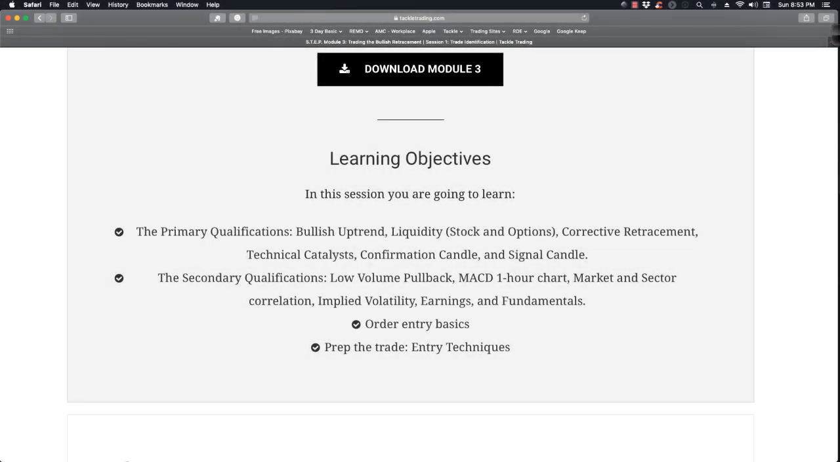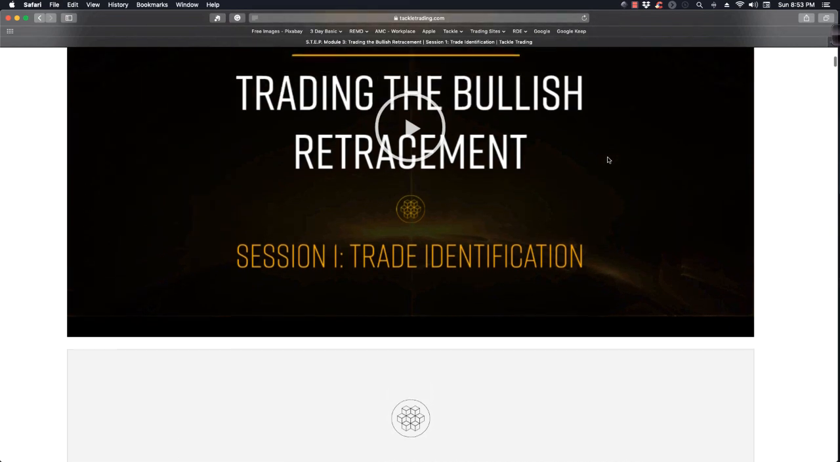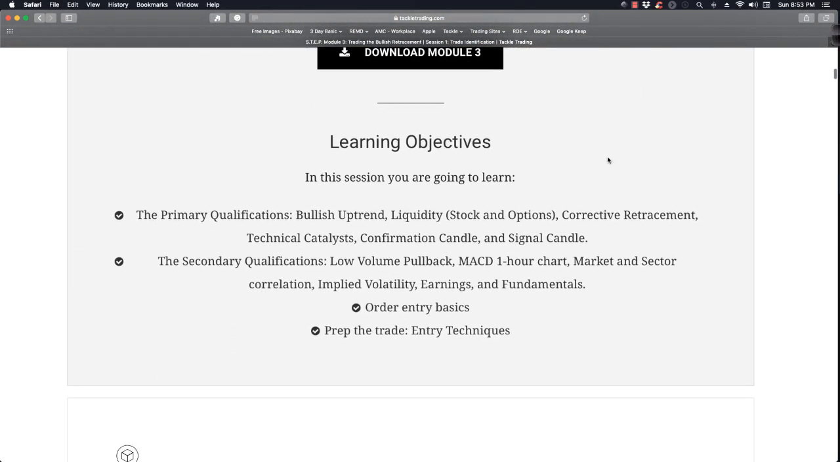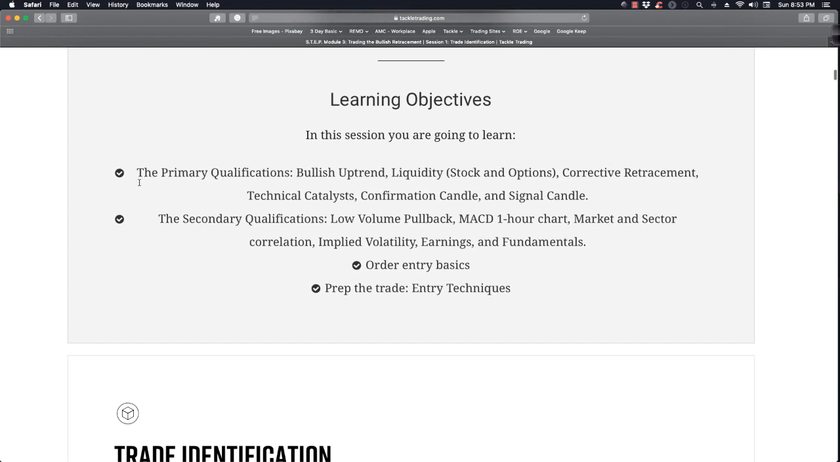When it comes to qualifying a bullish retracement pattern, everything you need to know is right here, again, in Module 3. So we're looking at Module 3, the bullish retracement. You just look right here at the learning objectives, and you've got a little checklist here. Primary qualifications for the uptrend.